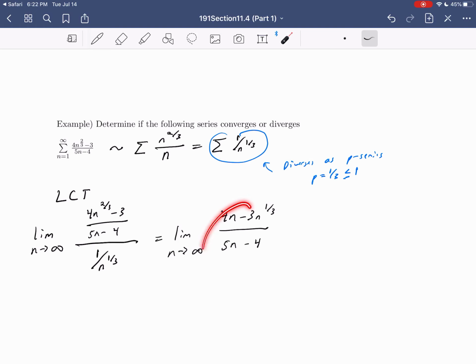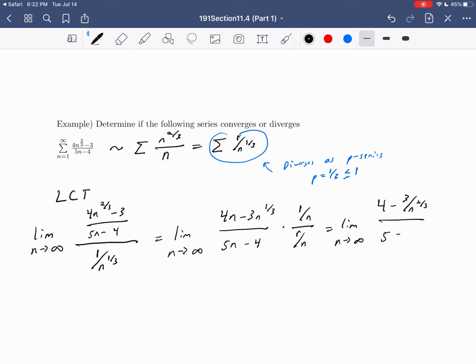Now we have our sort of standard expression. We did a lot of limits like this. Notice that this is not a series right now. This is just a limit. So you can use any of your standard limit tricks. So 1 over n, 1 over n. Limit as n goes to infinity, 4 minus 3 over n to the 2/3, over 5 minus 4 over n. This and this clearly go to 0. So this is equal to 4/5.